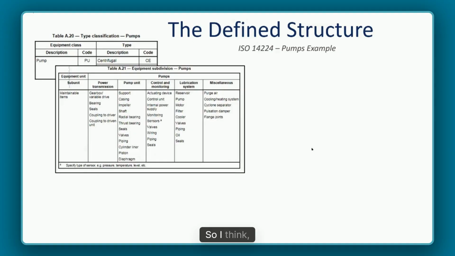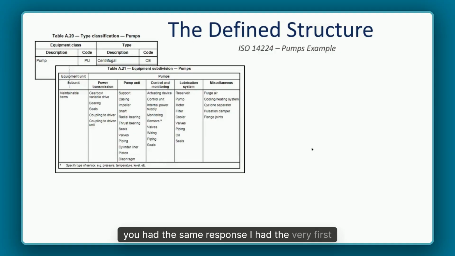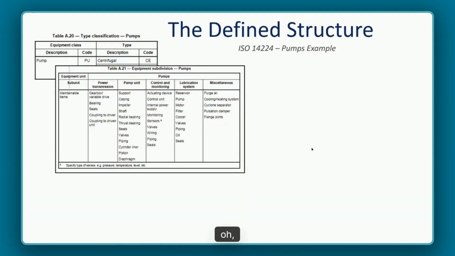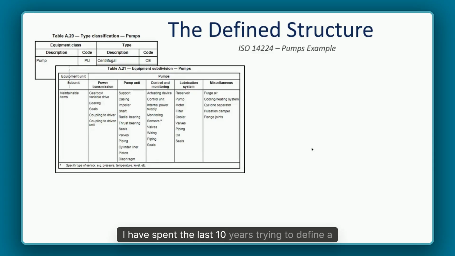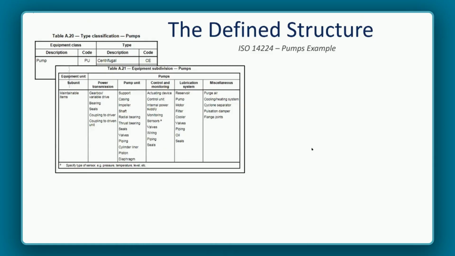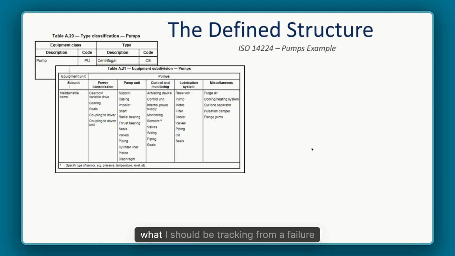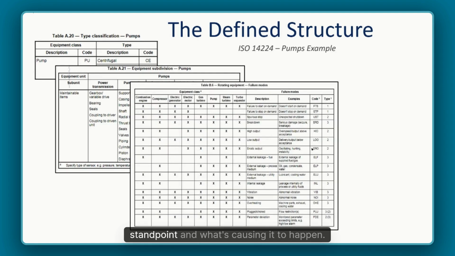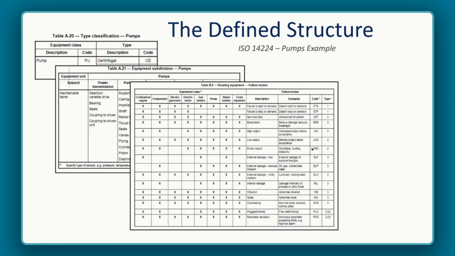So, Tim, you had the same response I had the very first time I looked at this. It's like, oh my gosh, I've spent the last 10 years trying to define a functional location and equipment structure. And on top of that, now I've got my failure codes, what I should be tracking from a failure standpoint and what's causing it to happen. It's unbelievable.